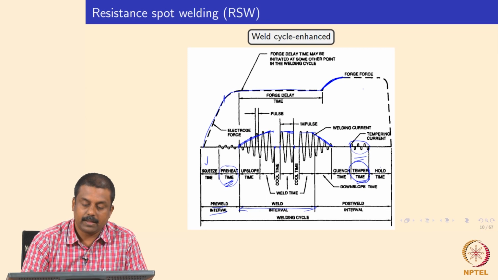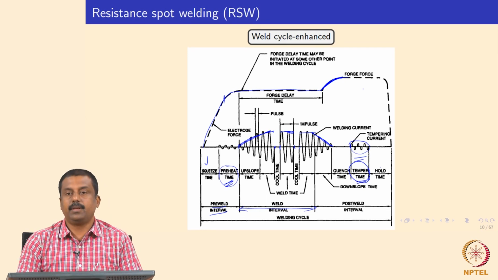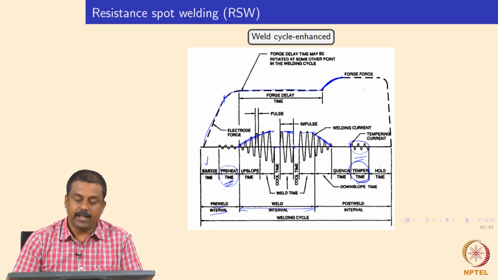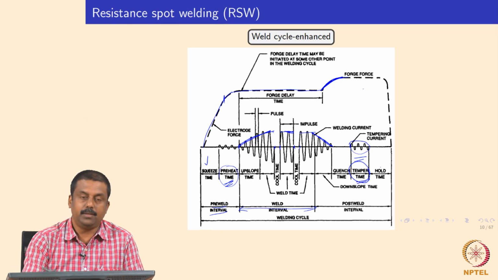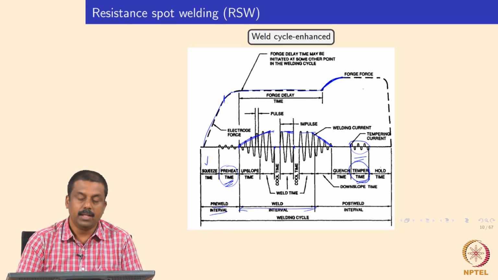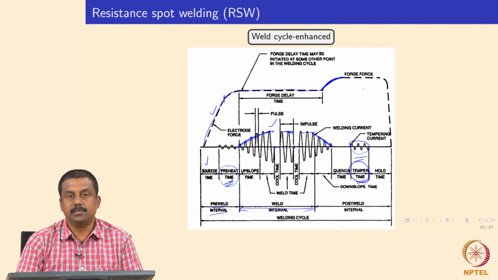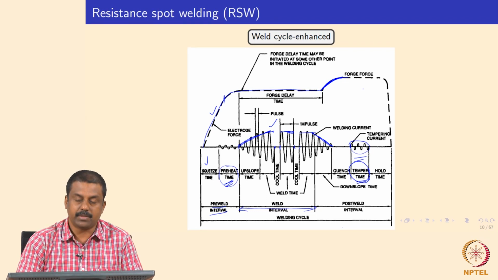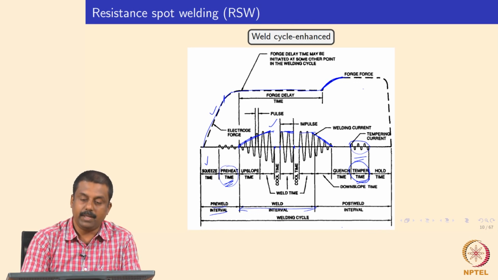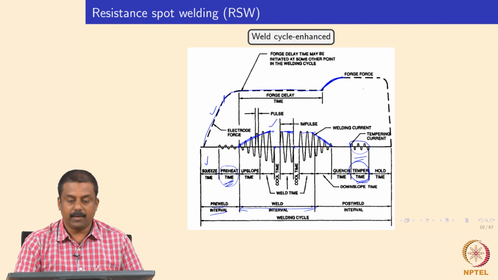And commercially used resistance spot welding machines nowadays have the capability to generate such complex waveforms, a complex interplay between the load as well as the current, which can be used to modify the microstructures or to generate microstructures which are actually superior to even the base material.